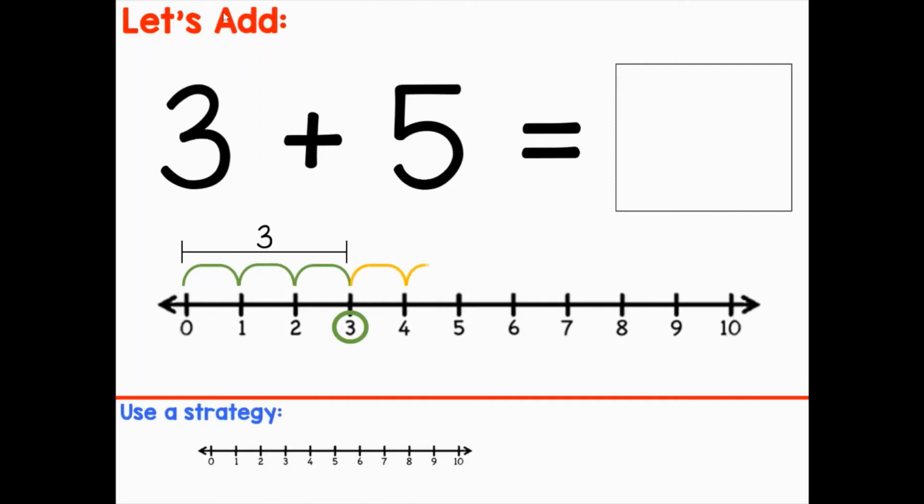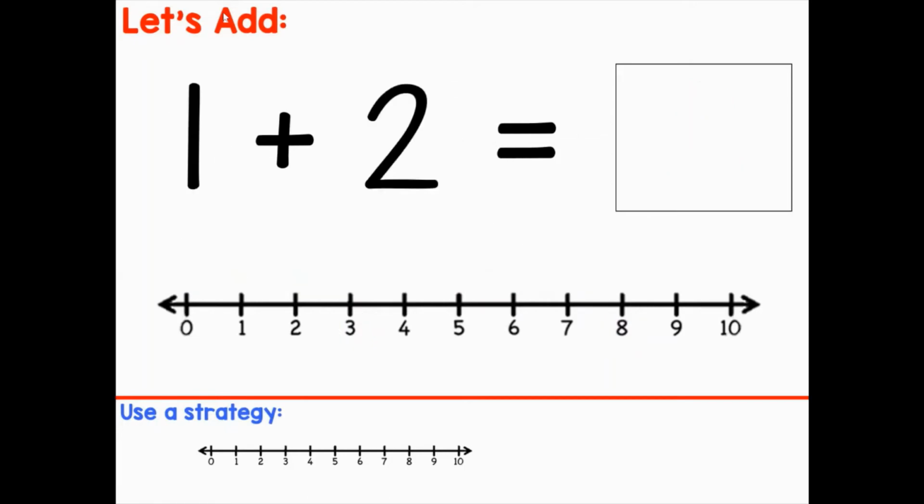1, 2, 3, 4, 5. Oh my gosh, I've jumped 5 more times. 3 and 5 more. And what is the number that I landed on my number line? I really hope you said 8 because that's it. 3 plus 5 equals 8.